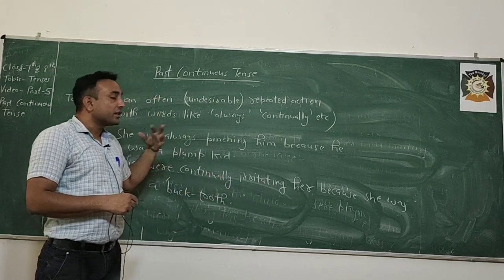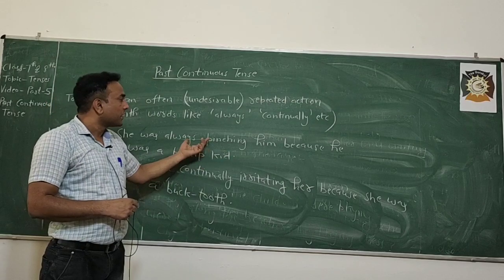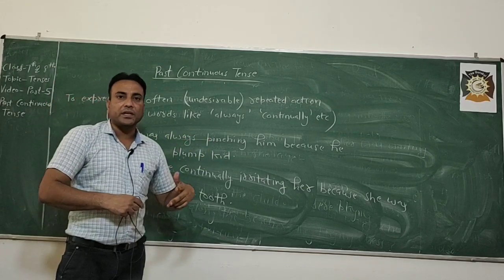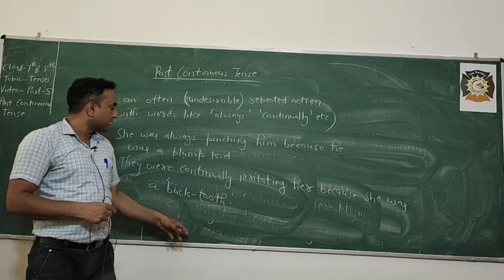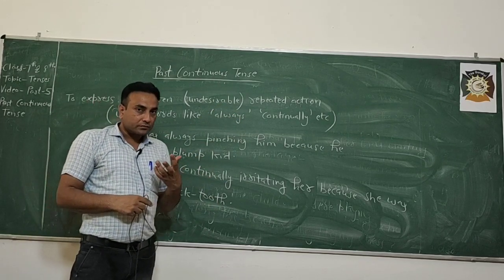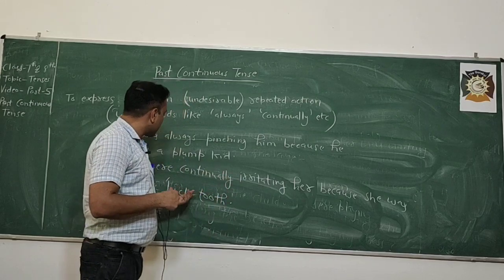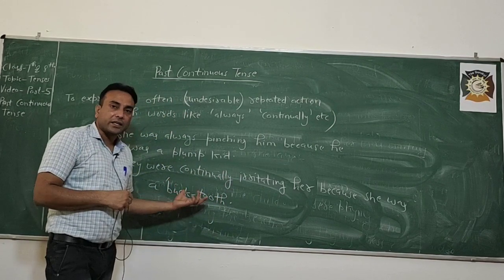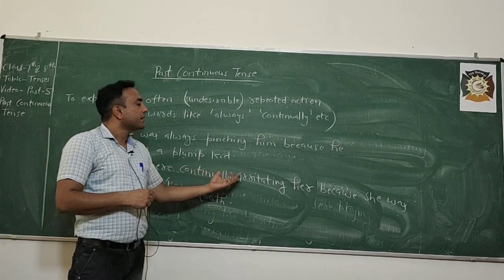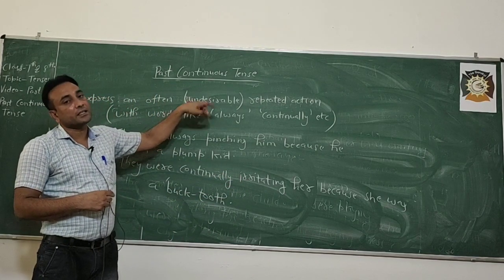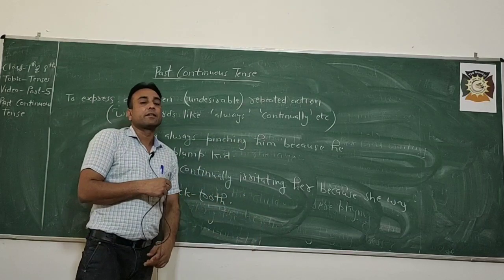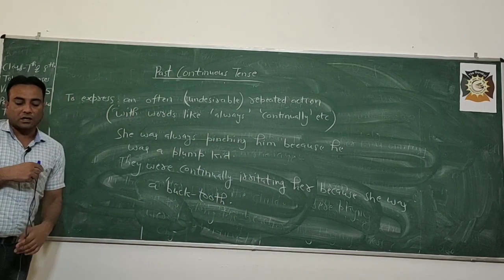That's why these actions are undesirable, because they were pinching him by saying that you are a plump kid. He did not want to listen to it. That's why the action is undesirable. And in the second, she had buck teeth, but now her teeth were okay and they were continually irritating her for that. That's why the action is undesirable and this action is repeated again and again.